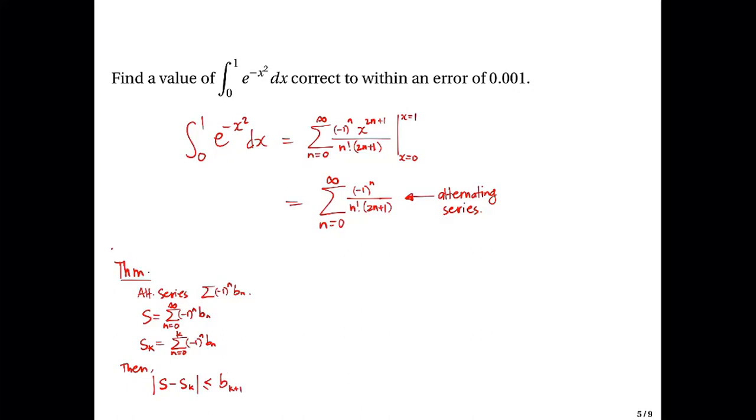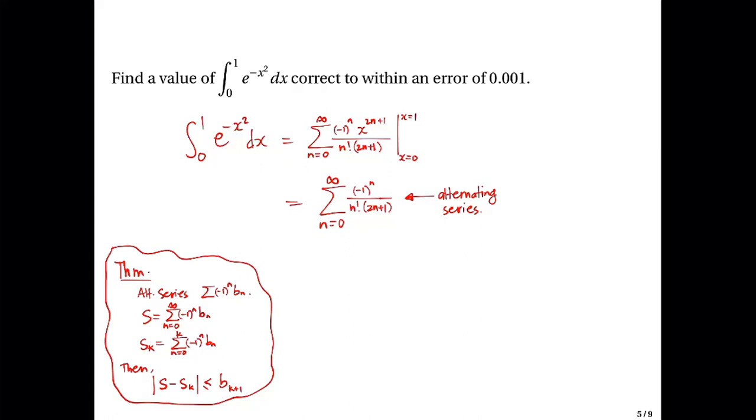Okay? So this is the theorem that we are going to use in order to approximate, in order to give a value for this definite integral. So your S, this is your actual sum, okay? This is your actual sum. Your S sub k, that's the one that you're going to remove. And then it must be less than or equal to b sub k plus 1. Okay?